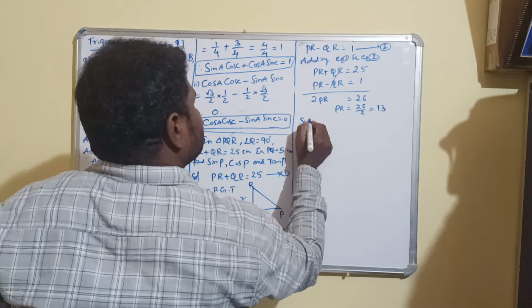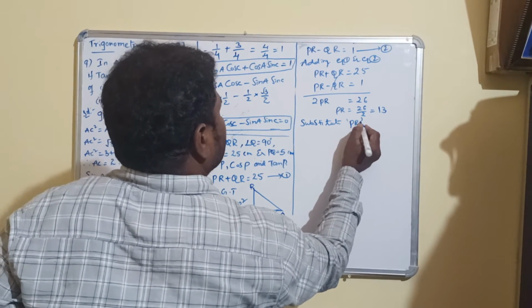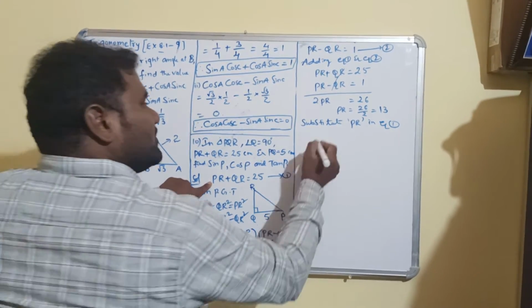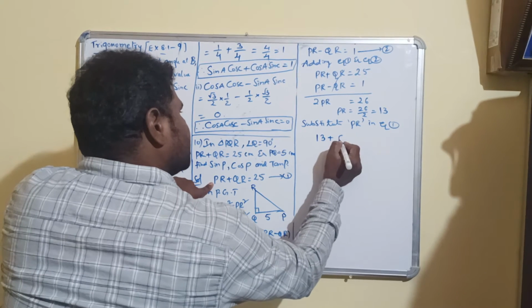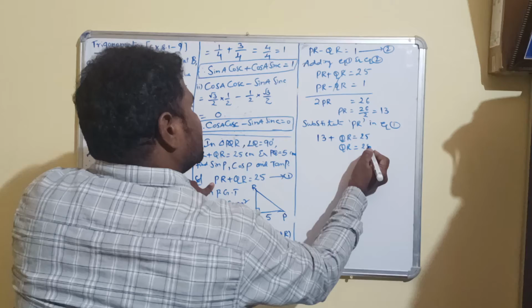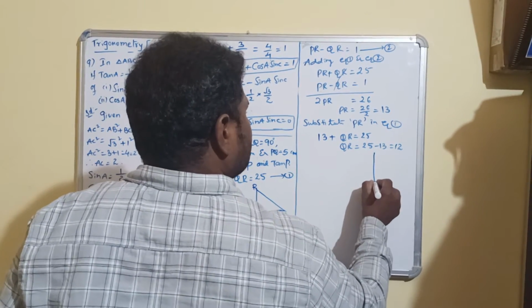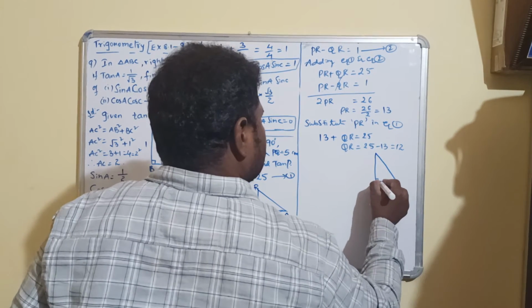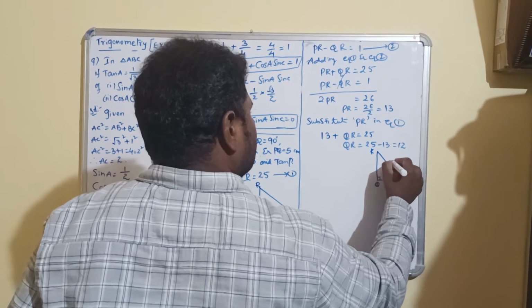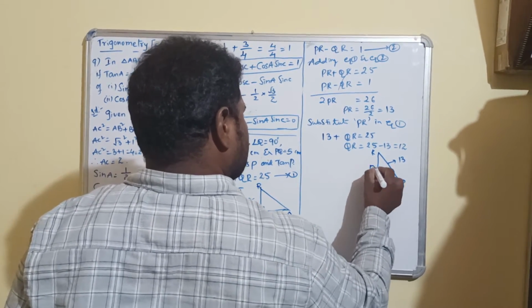Now, substitute the PR value in equation 1. What is the PR value? 13 plus QR equals 25. QR equals 25 minus 13, that equals 12. Therefore, this is a right angle triangle. Same figure I am writing: P, Q, R. PR value is 13, this side PQ is 5, and this is 12.